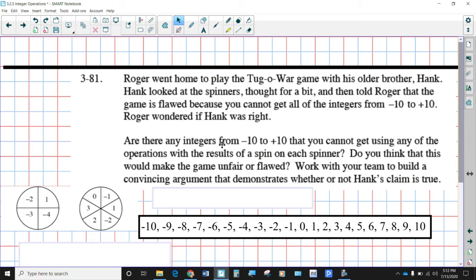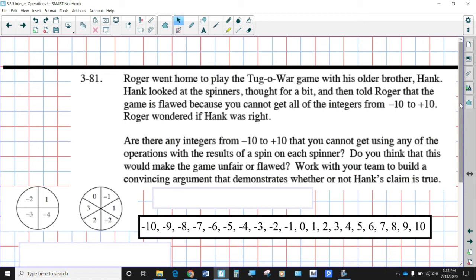Are there any integers, any possible answers from adding, subtracting, multiplying, and dividing combinations of these numbers from each spinner? Are there any integers that you would not be able to get as an answer in one particular move? And even if there were, does that really make the game flawed? I mean, is there any rule that says that you have to be able to land on every single one of those numbers? I'm not quite sure what Hank is getting at. Maybe he just doesn't want to play the game because he doesn't want to be bothered by his younger brother, but whatever, that's a different issue.